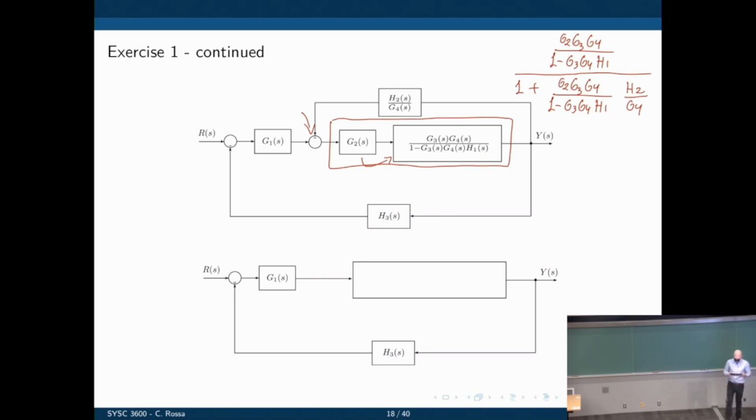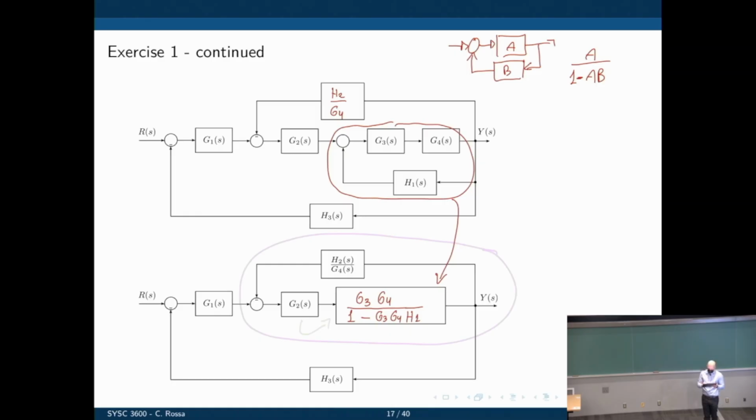This 1 plus here is coming from this feedback loop that is negative, and this minus came from this feedback loop that is a positive feedback loop. That's where it comes from. I think you just missed that first part, right? Yeah. So that's where it comes from.